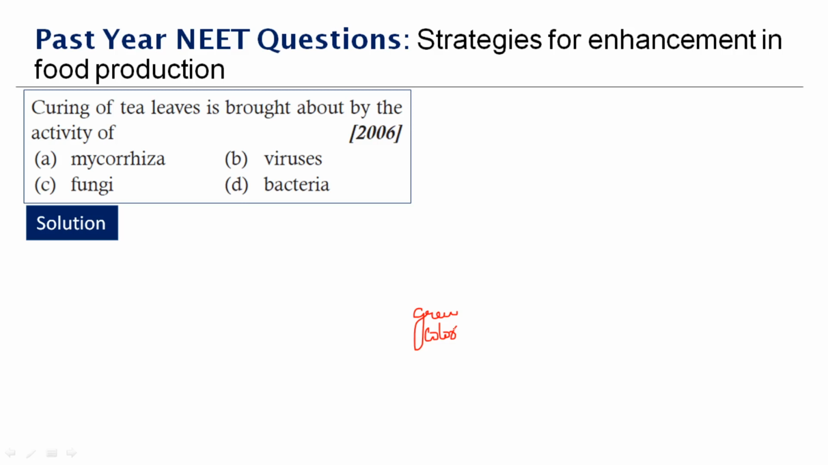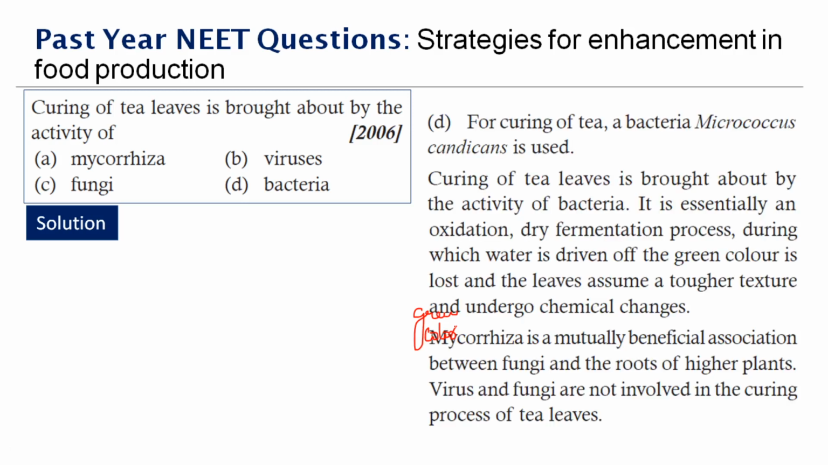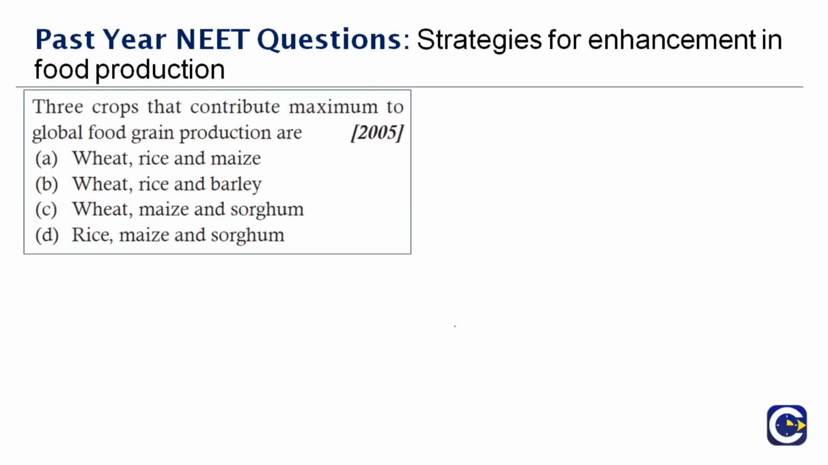Mycorrhiza, if you see, is actually a mutually beneficial symbiotic relationship between the fungi and the root of higher plants. Viruses and fungi are not involved in the curing process. Therefore, curing of tea leaves is brought about by the activity of the bacteria. So what happens here exactly? It is essentially an oxidation dry fermentation process during which the leaves are driven off their green color. The dried leaves, will they be green in color? No, they will have their green color driven off. That's the main process here. Therefore, the right answer is option D, bacteria. The microorganism used here is Micrococcus candicans, which is used for the curing of tea. It's a bacteria actually.